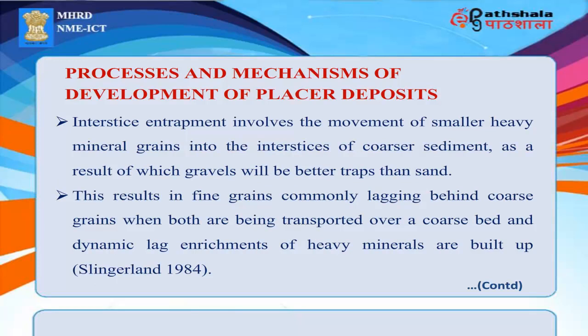Interstice entrapment involves the movement of smaller heavy mineral grains into the interstices of coarser sediment, as a result of which gravels will be better traps than sand. This results in fine grains commonly lagging behind coarse grains when both are being transported over a coarse bed, and dynamic lag enrichment of heavy minerals is built up. Slingerland, 1984.